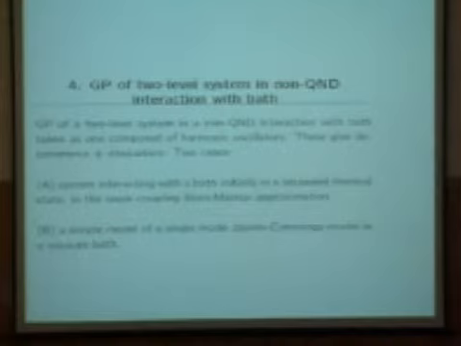Here, the second kind of environment that we'll be looking at is the geometric phase of a two-level system in a non-QND interaction with a bath. What we mean by this is that there's both energy exchange and also quantum information being lost into the environment, but over and above that there is an energy loss. So we have a non-QND interaction with the bath composed of harmonic oscillators. We look at two cases. Again, I'll probably just skip this because qualitatively there's nothing different from what was given here.